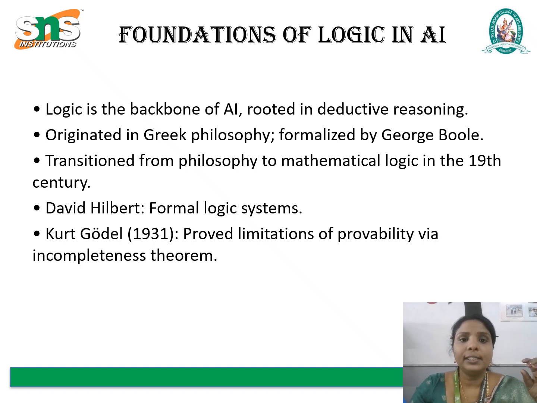Later, in the 19th century, the mathematician George Boole transformed the philosophical ideas into mathematical logic by creating what we now call Boolean algebra. This system uses values like zeros and ones to represent true or false.